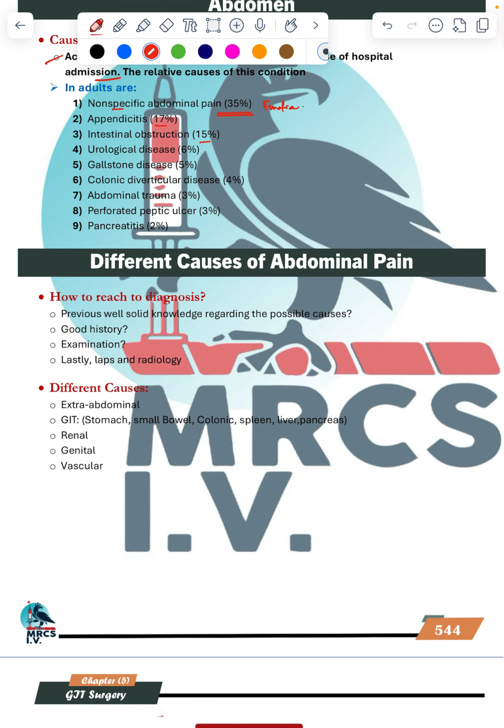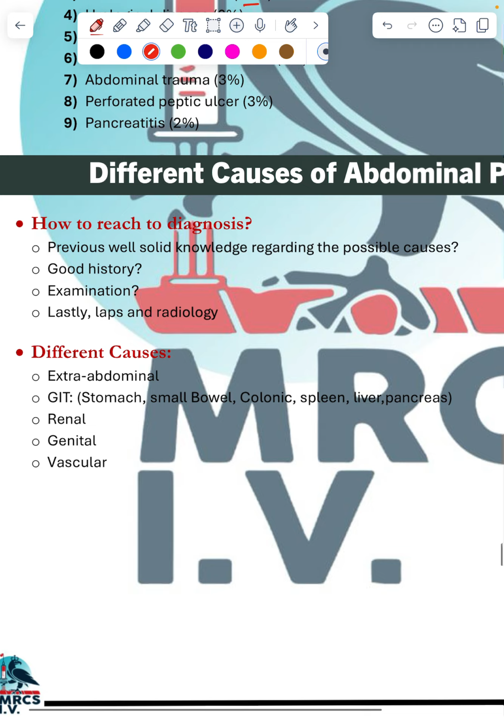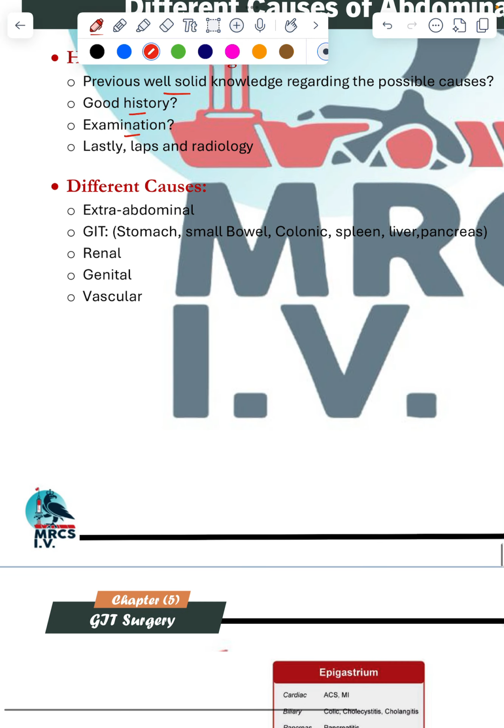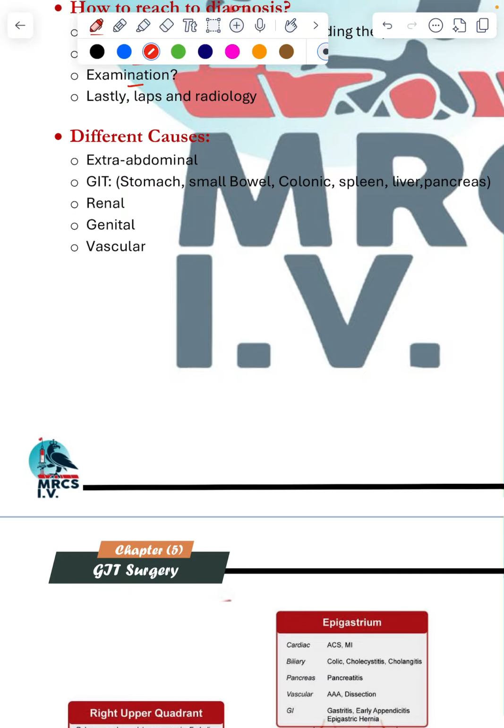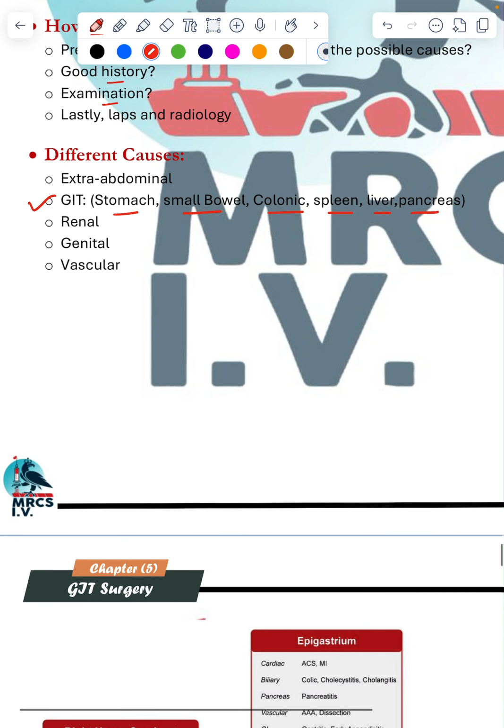There are different causes of abdominal pain, so how do we reach the diagnosis? Previously well-learned solid knowledge has to be there to rule out the cause. History is important, then examination, and lastly investigation. Different causes are extra-abdominal, maybe chest or something else. Then the causes like GIT, gastrointestinal tract: stomach, small bowel, colonic, spleen, liver, pancreas. Then renal causes, genital and vascular causes.